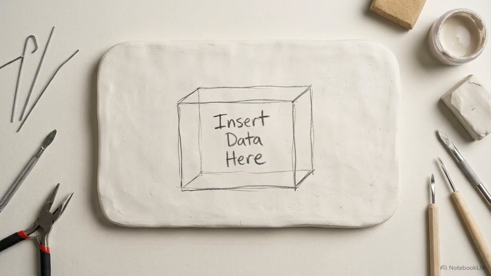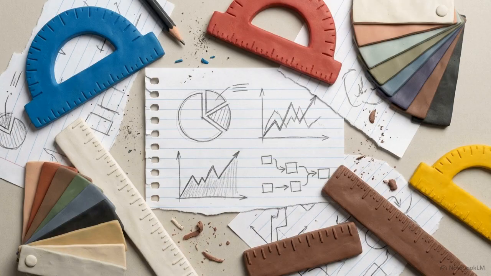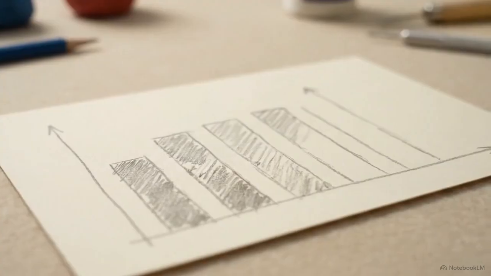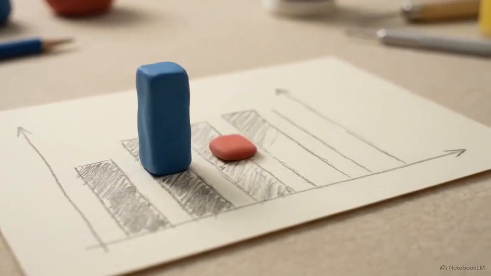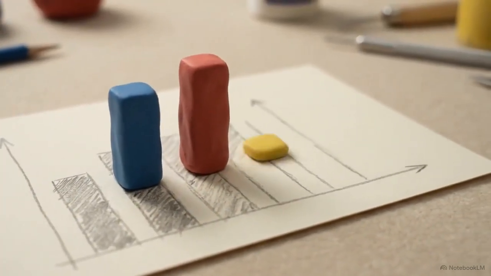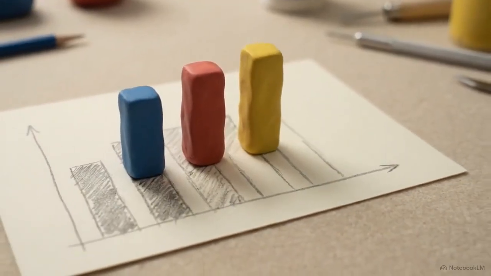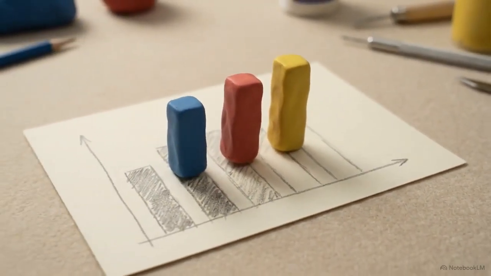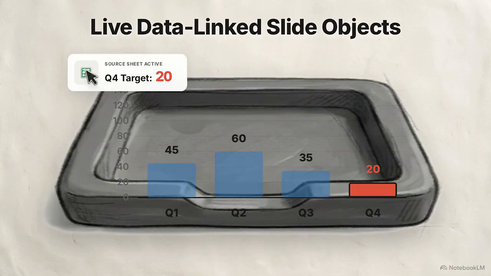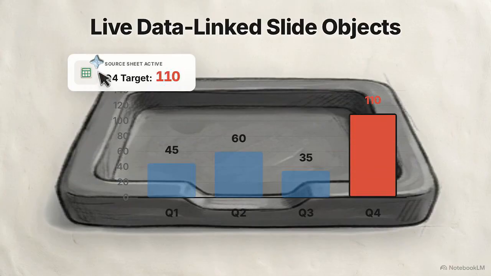Often, the data you need to visualize doesn't exist yet, meaning you have to build custom charts or assets from scratch. Look at how this rough pencil sketch is processed. The AI interprets the 2D concept and pulls itself upward into a polished 3-dimensional bar graph. Gemini produces a fully editable, data-linked object native to the slide.